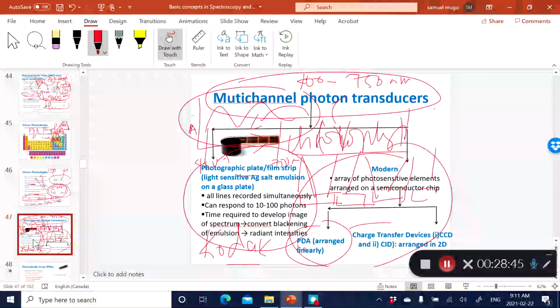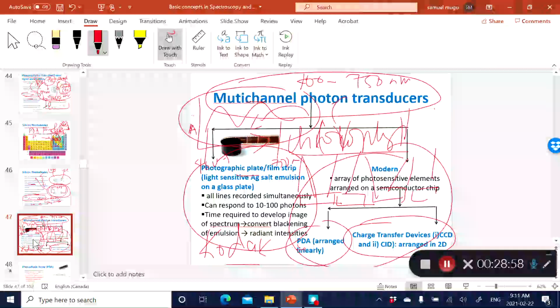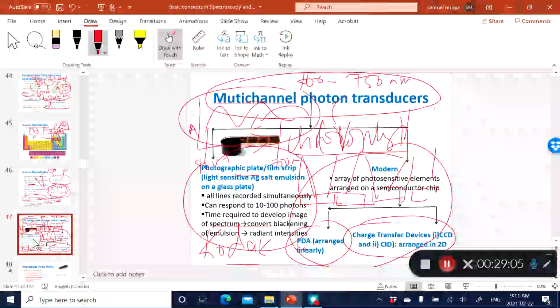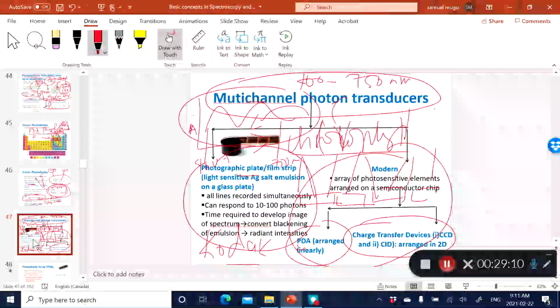Now, another type of detector that is a multi-channel detector is what you refer to as the charge transfer devices. And the charge transfer devices, they're very similar actually to a photodiode, as I'm gonna show you. In fact, they are photodiodes. The only difference is how you actually acquire the signal from these charge transfer devices. If you take your camera, your cell phone, the camera really is a CTD, a charge transfer device.